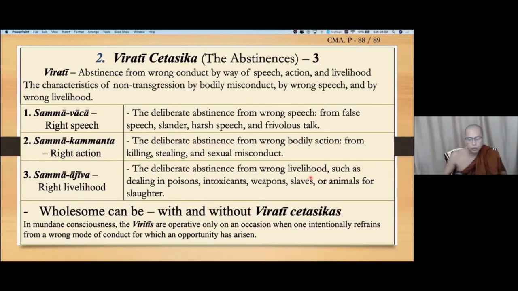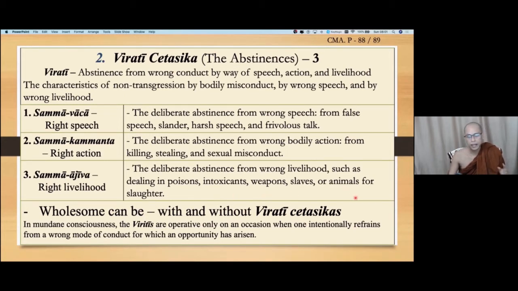So here it shows the five trades not to do as a Buddhist. The Buddhist people who are following the Buddha's teaching should not engage in these five kinds of trade. So dealing in poison, or visa, intoxicants, this is intoxication, any intoxication, alcohol, drug, etc. And weapons. Here slave refers to dealing in human beings for slavery. That is slave. Then another one is dealing in animals for slaughter.